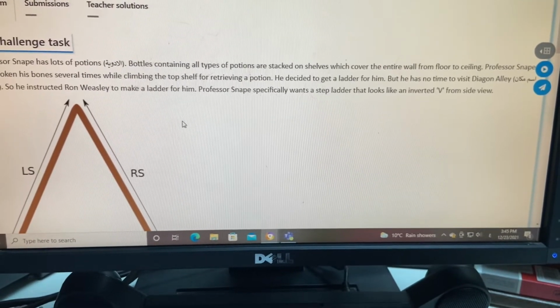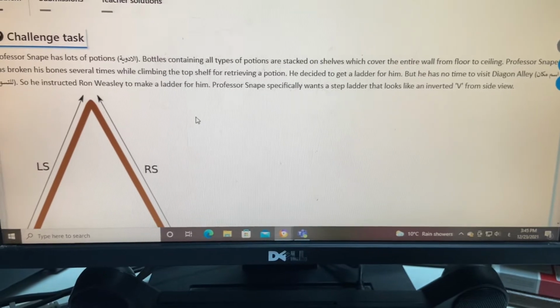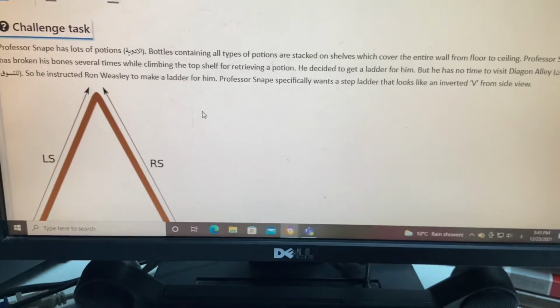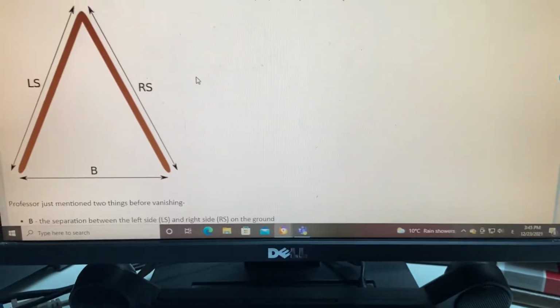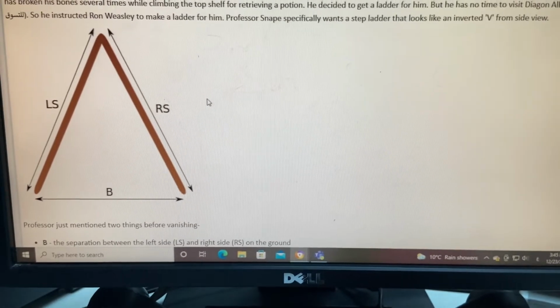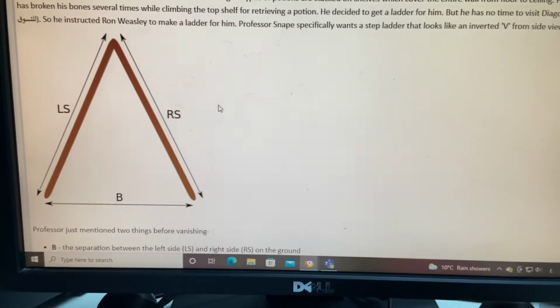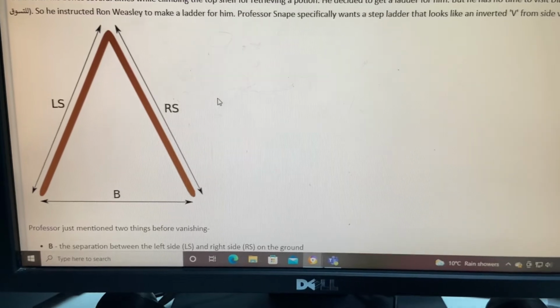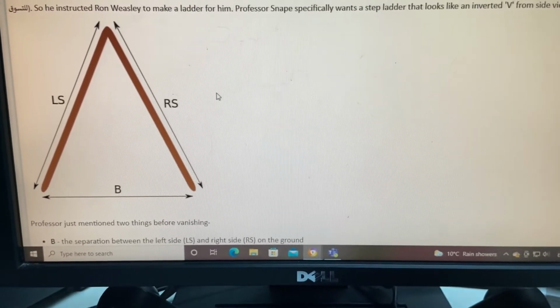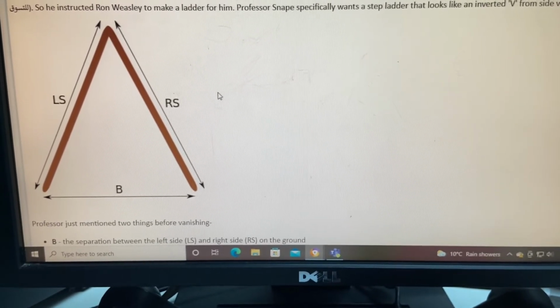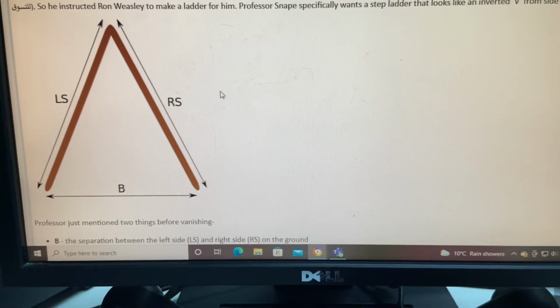So he asked his friend to buy or design a ladder for him. When we look at the ladder from the side, it looks like a triangle, as we see here in this image. So the ladder looks like a triangle, or we can imagine it as a triangle.